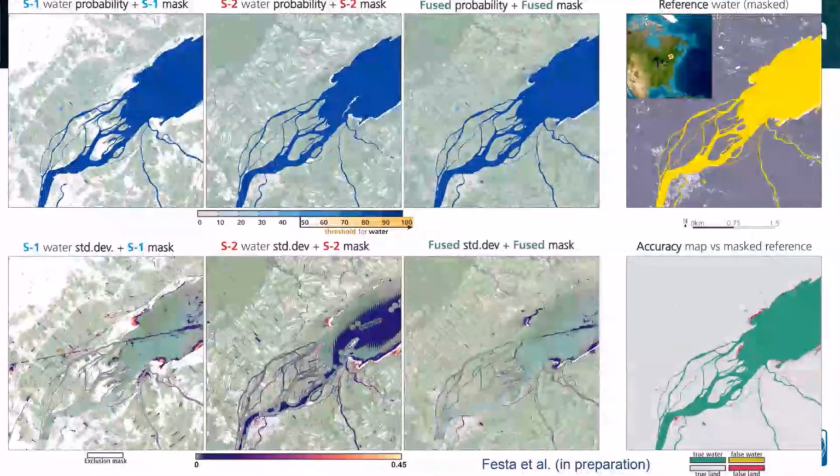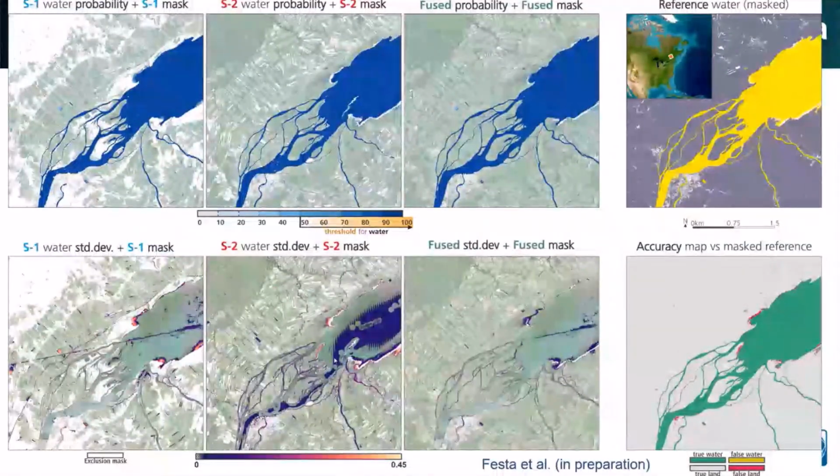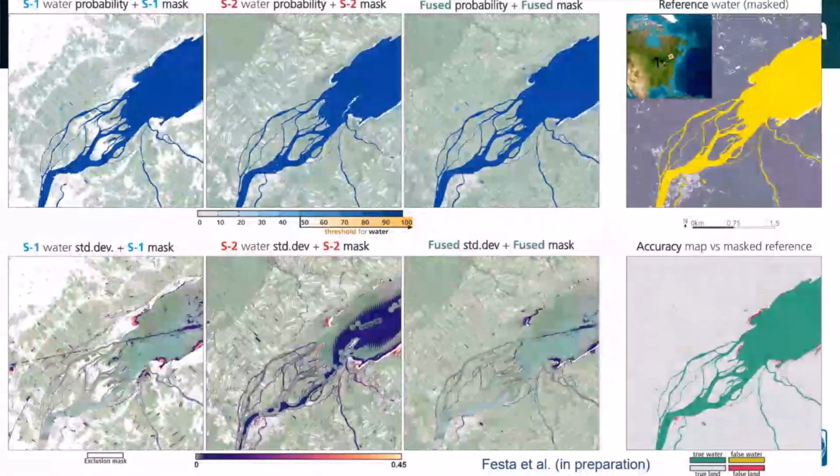Below, you can also see the precision estimates that also show some sensor artifacts in both cases, and how, by fusing them, they can be reduced in the fused product. So that in the end, we get an improved representation of the surface water body.